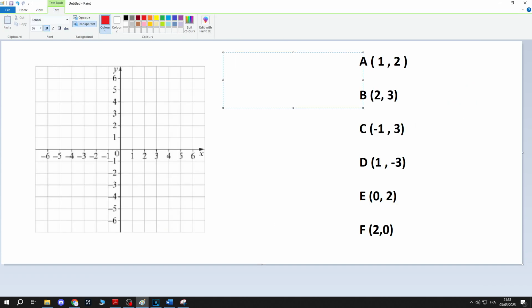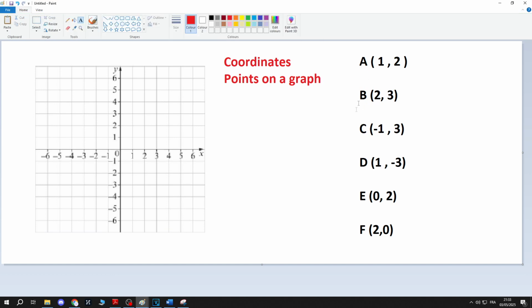Now, before we move to anything else, you need to be familiar with two things. These are coordinates, and these are points on a graph. And they're actually related to each other. Now, they might sound like difficult names, like difficult concepts, but really, trust me, they are not, and you will come to know why. So in here, I have these points. These are points A, B, C, D, E, F, and each of these points have coordinates.